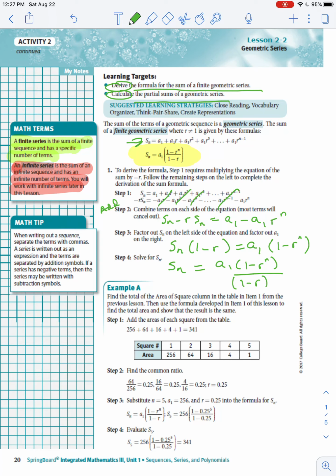And that is our formula for our sum. One other thing on the side here, we have a math tip. It says when writing out a sequence, separate the terms with commas. Okay, so we see that in 2-1, we saw that in 1-1.